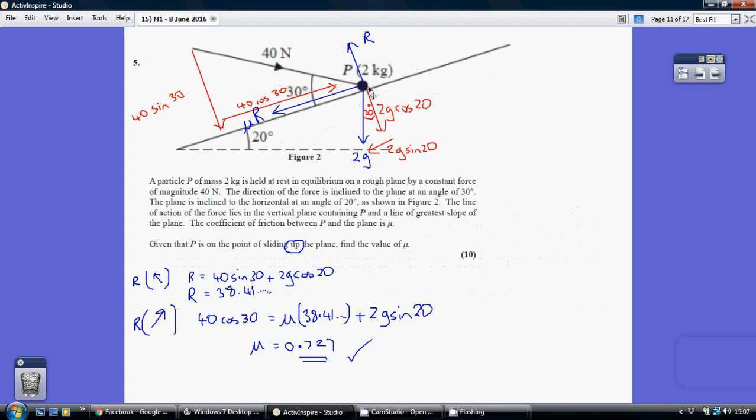Now my normal reaction is just going up perpendicular to the plane, calling that R. Now I'm being told that the P is on the point of sliding up the plane. So the direction of motion would be up the plane, so the friction would be down the plane. So make sure you got your friction going downwards, and that is mu times whatever the normal reaction happens to be.